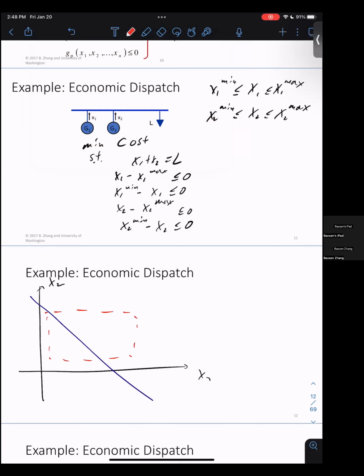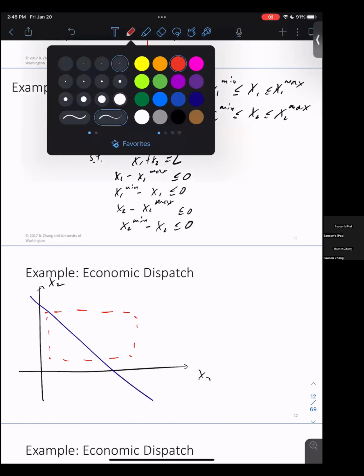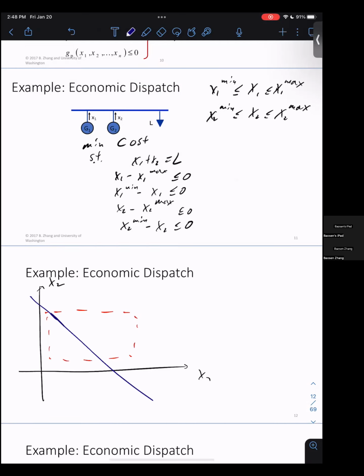And then at the end of the day, where can your solutions lie? Okay, so where can your solutions be? Your solution has to be both on this line and inside this box. That's the whole idea of this.